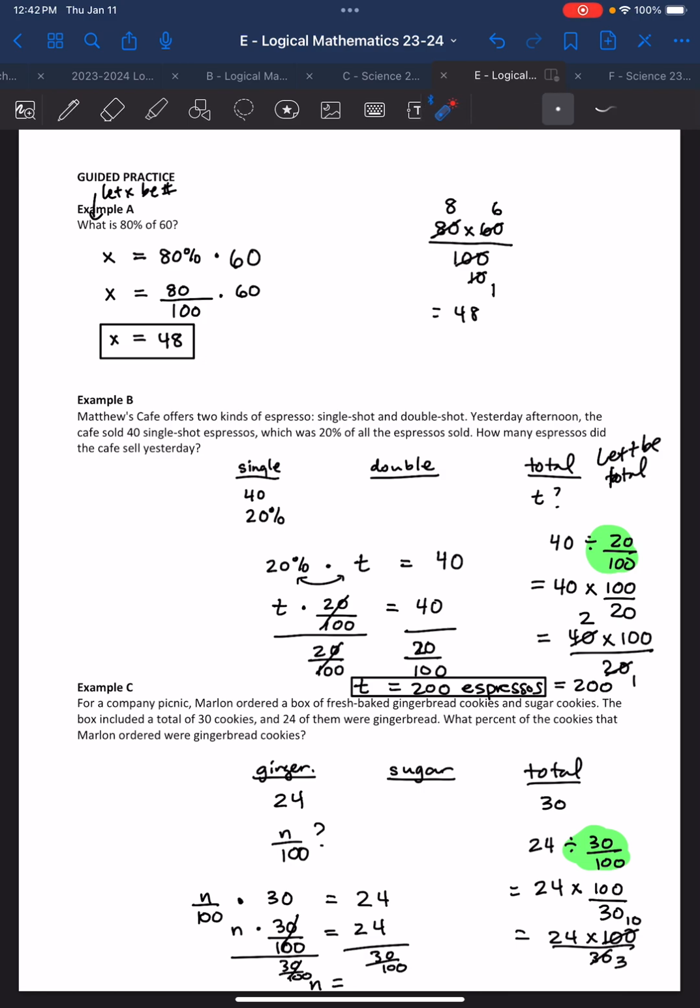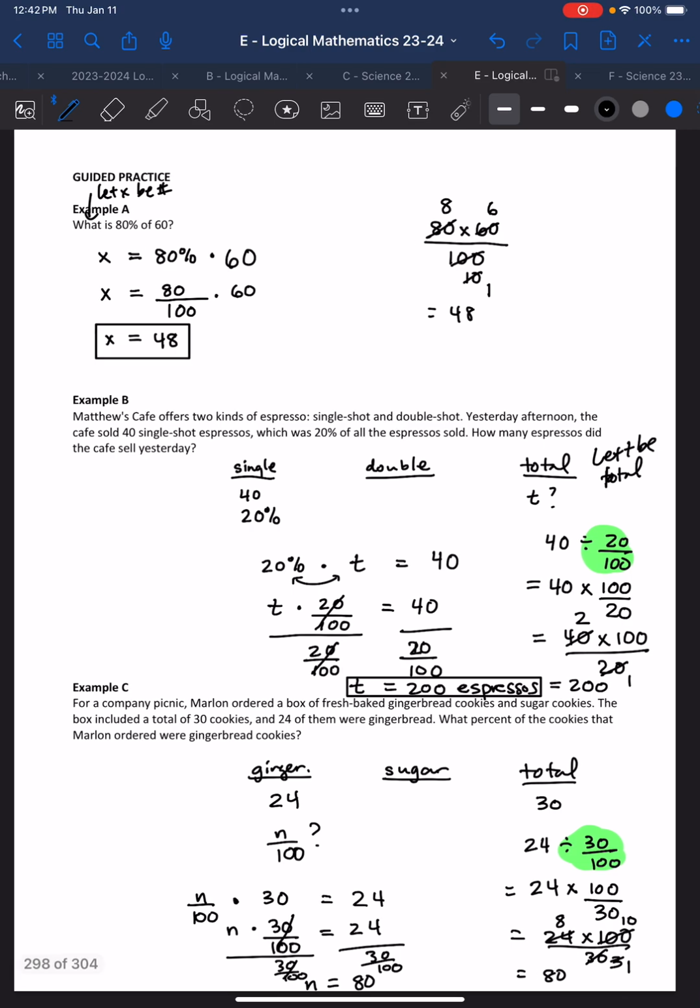Now, is there a number that can divide 24 and 3? Yes, 3. So I get 8. 24 divided by 3 is 8. And 3 divided by 3 is 1. I'm then left with 8 times 10 all over 1. So 8 times 10 is 80 divided by 1, which is 80. So therefore, n equals 80.